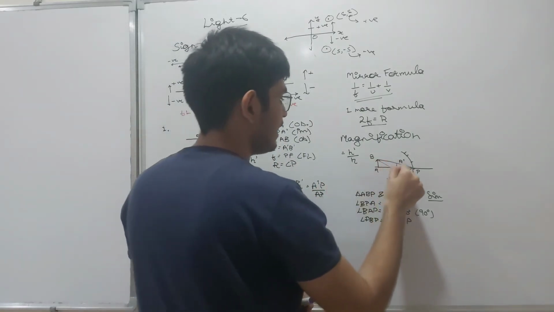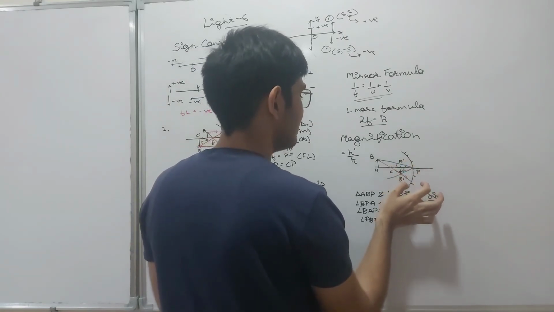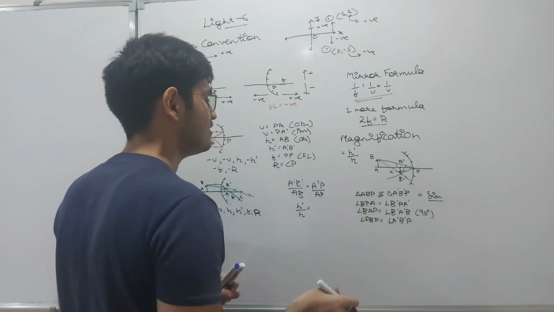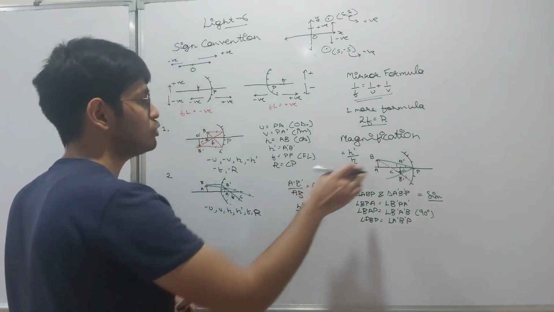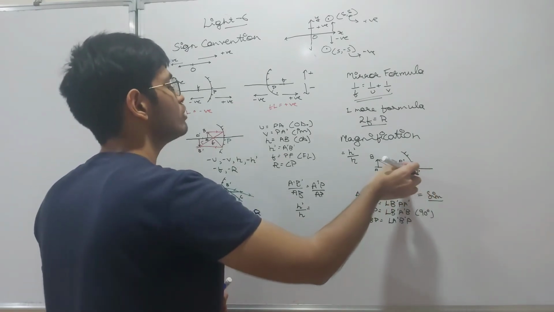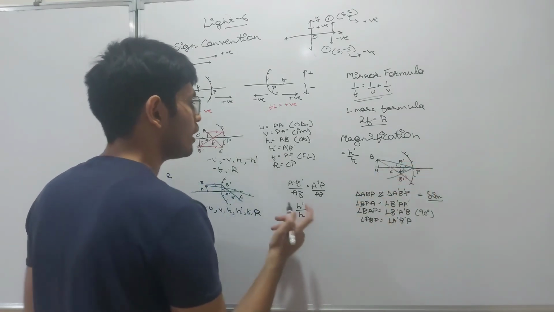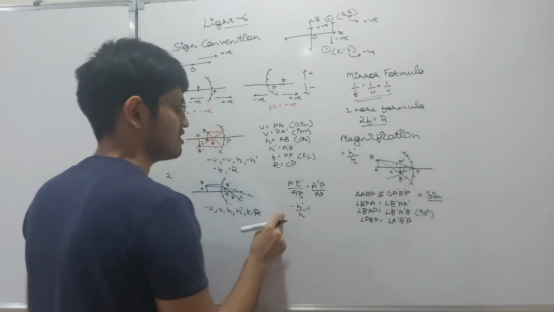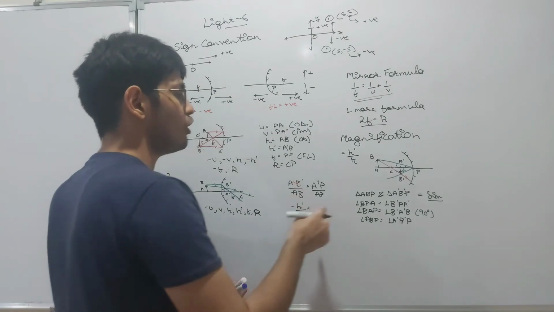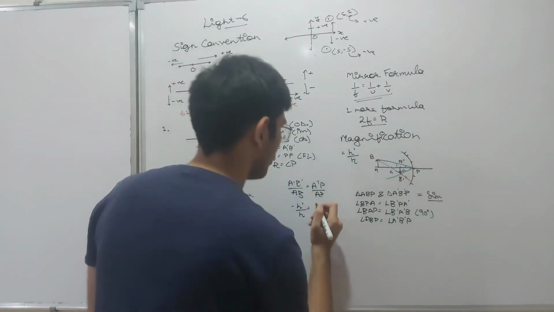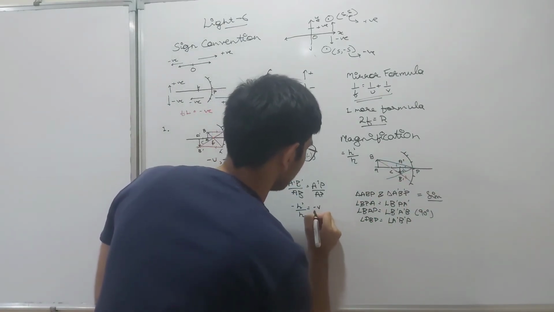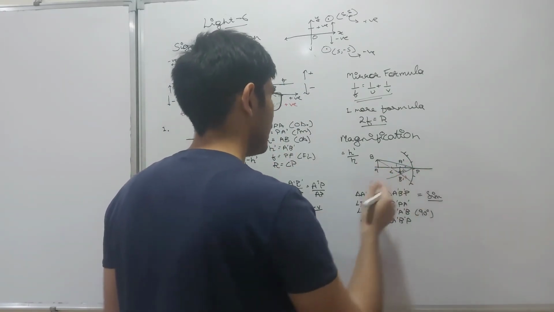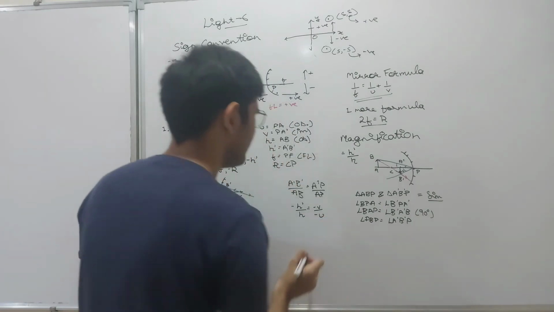What is A dash P? A dash P is the image distance. But I just forgot to use the sign convention over here. You have to take the image distance as negative. So the height of the image is negative, so it will be minus H dash. A dash P is also negative, so it will be replaced by minus V. And similarly, AP is equal to minus U. You can simply write it like this.